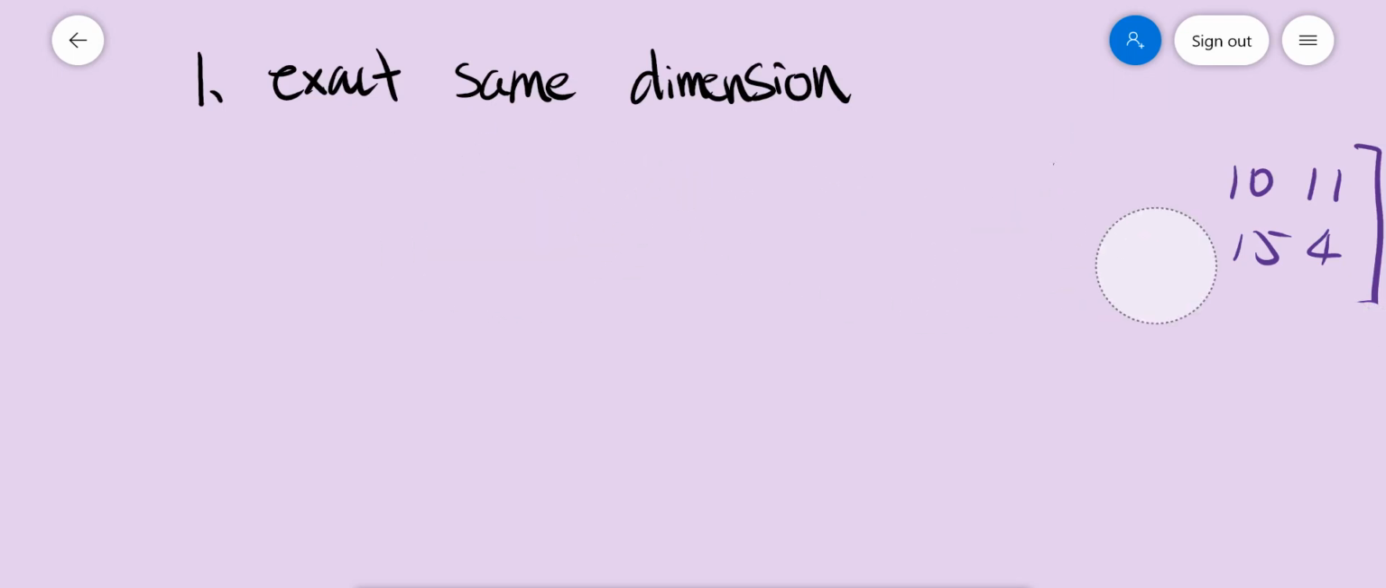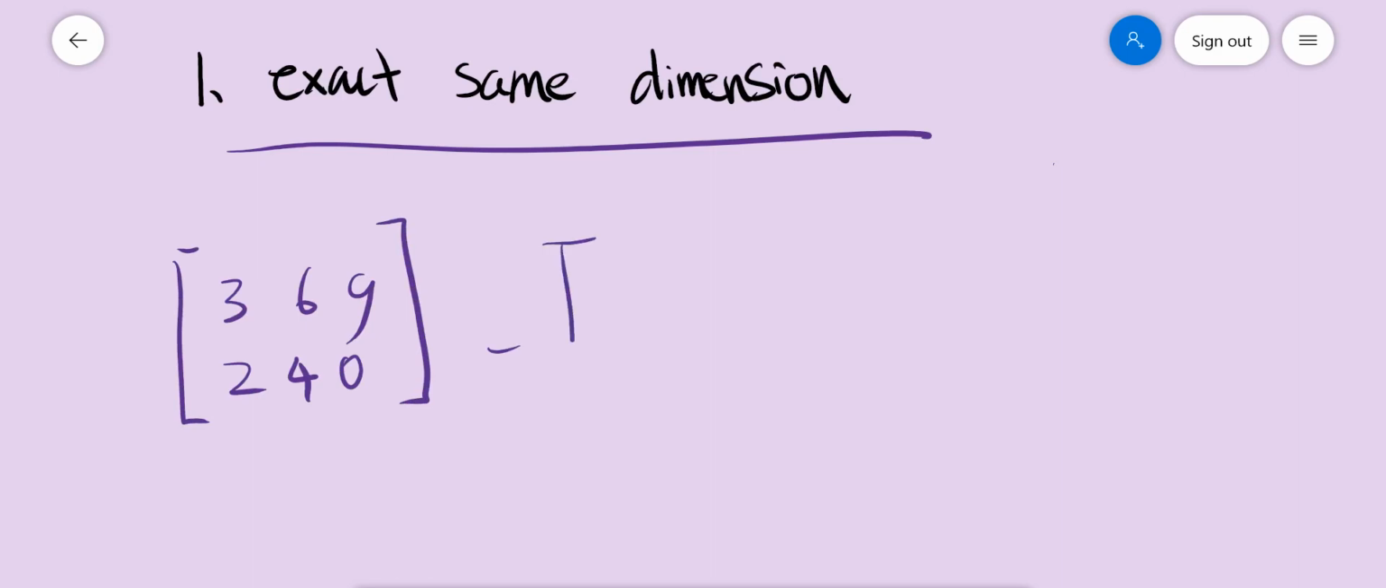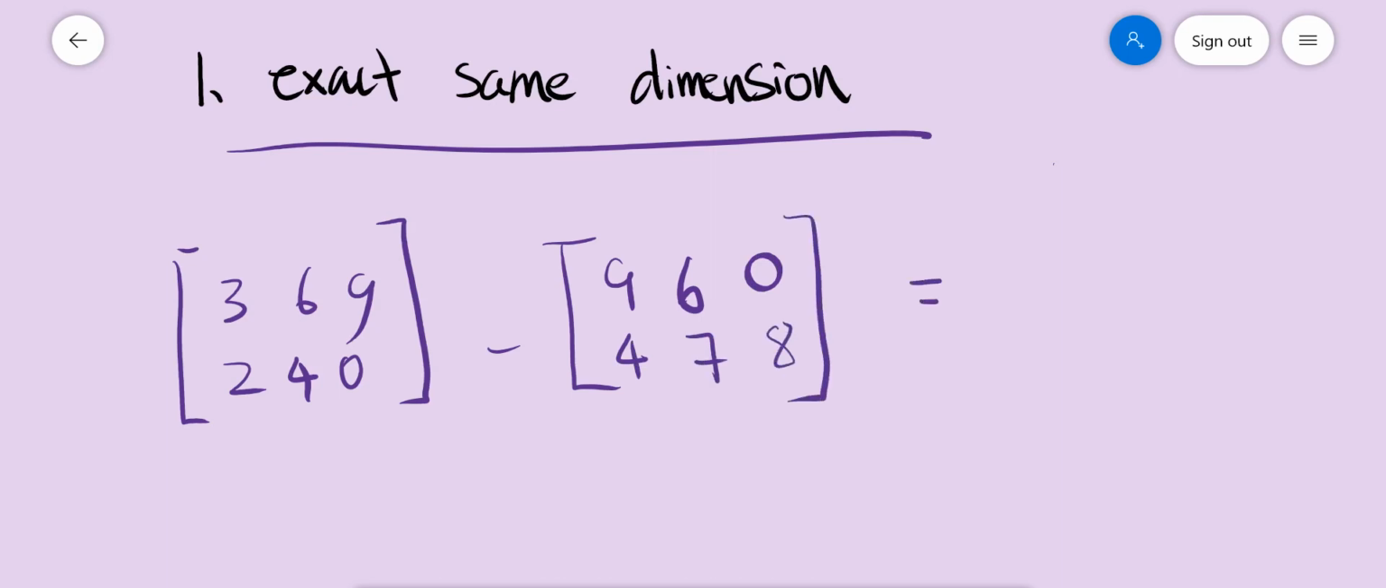Subtraction is basically the same thing, but instead of adding those numbers, you just subtract those numbers. And you need to follow the same rule, and they need to be in the exact same dimension. Otherwise, you cannot subtract as well. So for example, if you have these numbers like 3, 6, 9, 2, 4, 0, minus 9, 6, 0, 4, 7, 8, you can subtract those matrices.